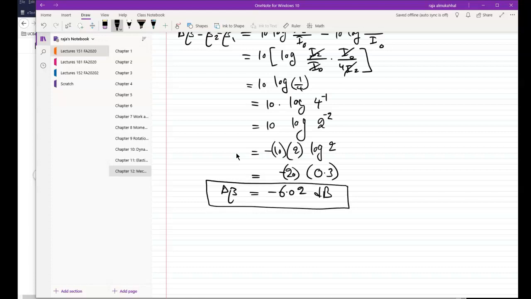Now, what's the meaning of that minus sign? The meaning of it is decrease, okay? So that's a decrease in decibel level, to 6.02 decibels in sound intensity. Okay?